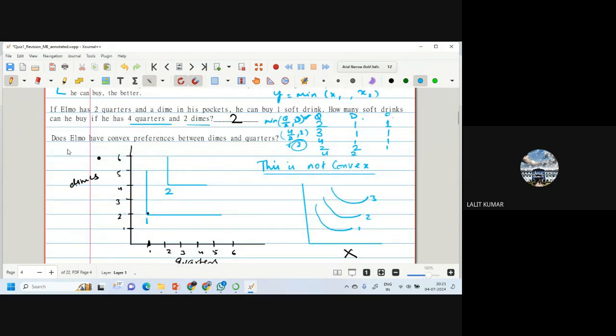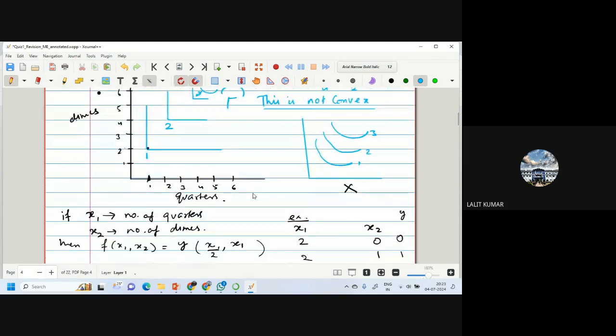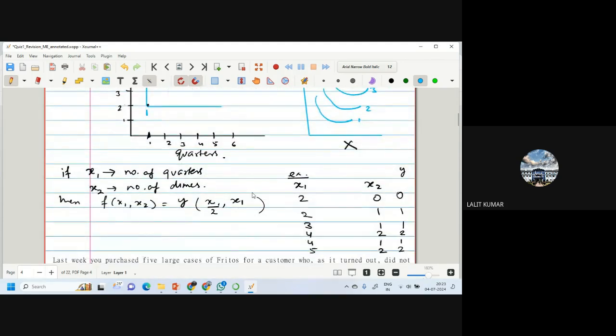Now the question was this only. They have written: does Elmo have convex preference between dimes and quarters? When we make the Leontief, the graph will look like this. If you take the convex, it looks like this. This also looks like this. So maybe convex, because it is not like this, or it is not like this. But I had a doubt in this question, that's why I have asked on the discourse. I can check.